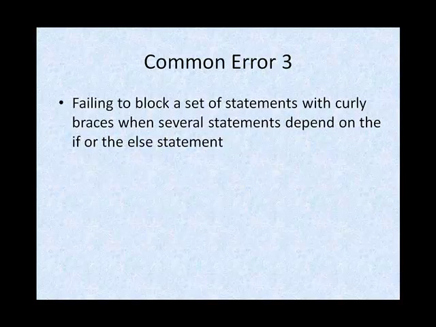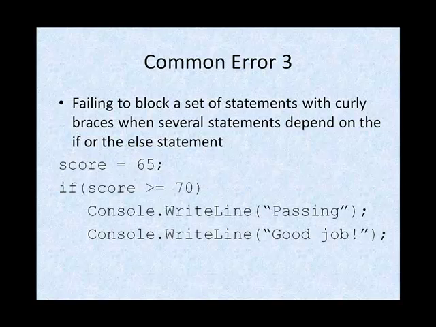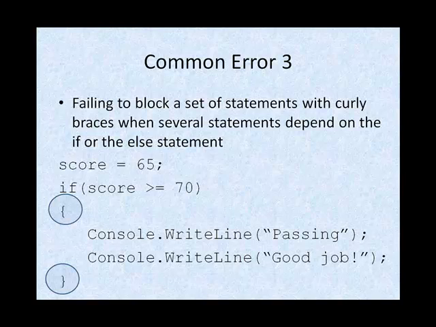Another error is failing to block a set of statements with curly braces when several of them depend on either an if or an else. For example, if score is 65 and if score is greater than or equal to 70, you want to write passing and good job, but this code won't do it. In this code, if score is greater than or equal to 70, it'll write passing, but the if statement ends there. The line that writes good job executes no matter what the score is, even if it's a very bad score. What you need are curly braces to make sure both of these statements depend on the if statement.